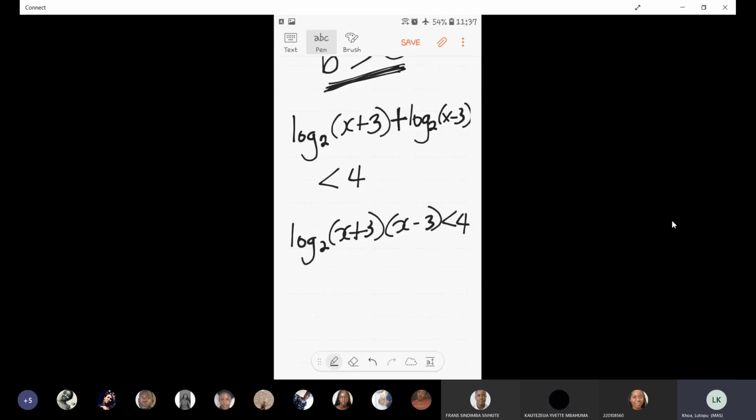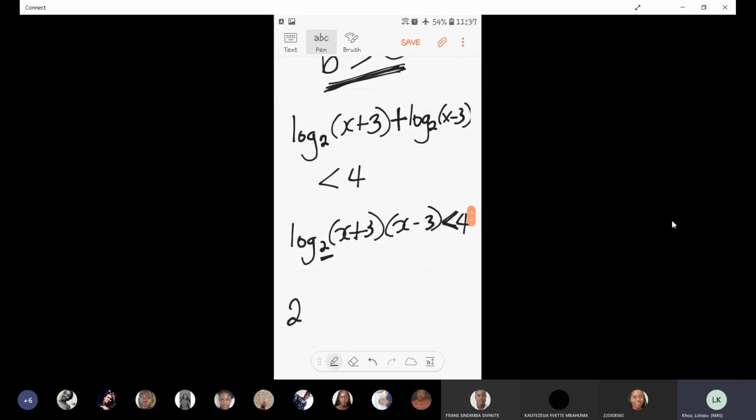Then I will exponentiate both sides, so it will be 2 to the power of the left hand side and 2 to the power of the right hand side. And because 2, my base over here, is greater than 1, my inequality is not going to change direction.